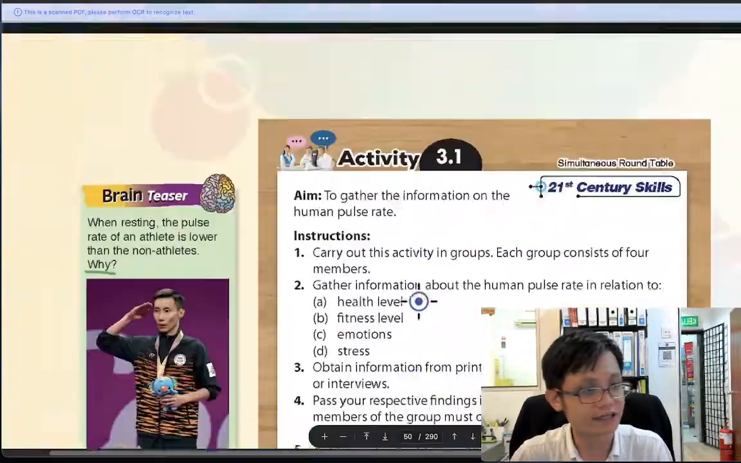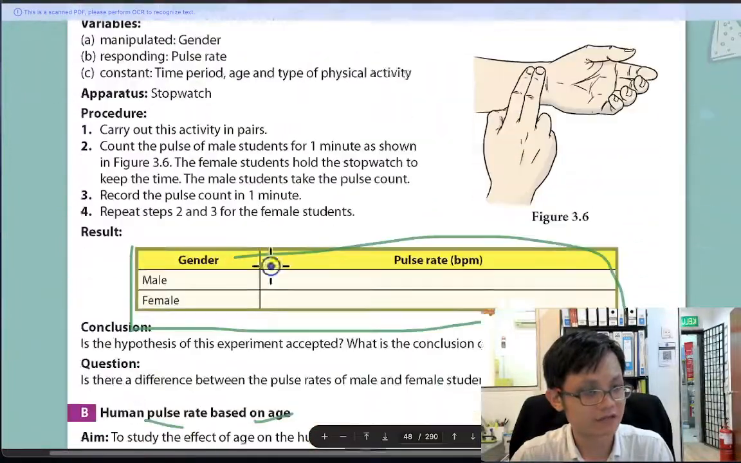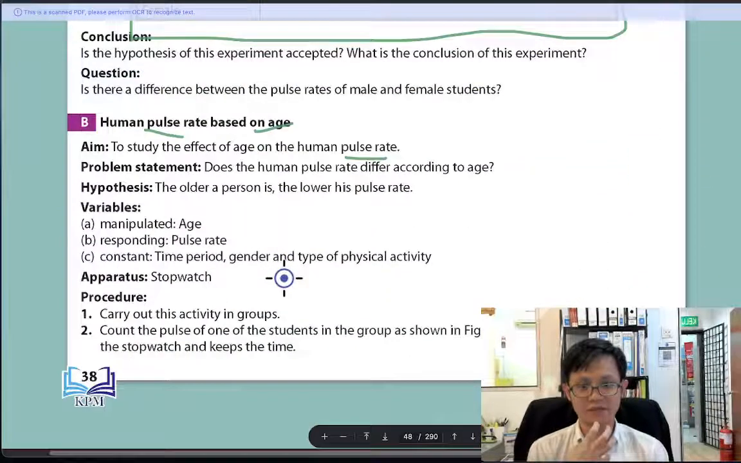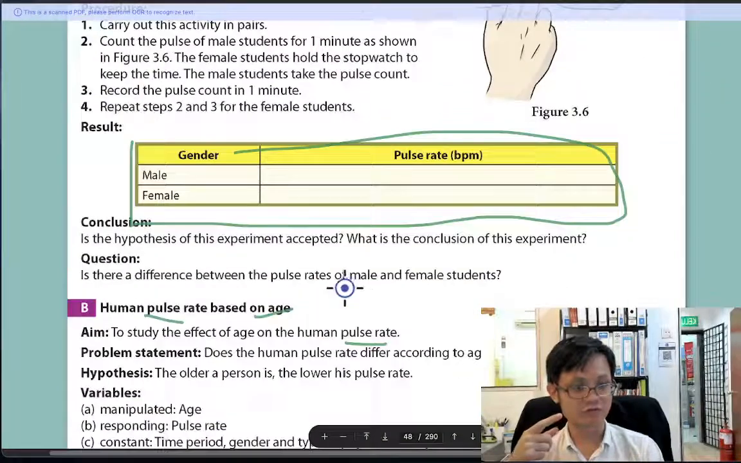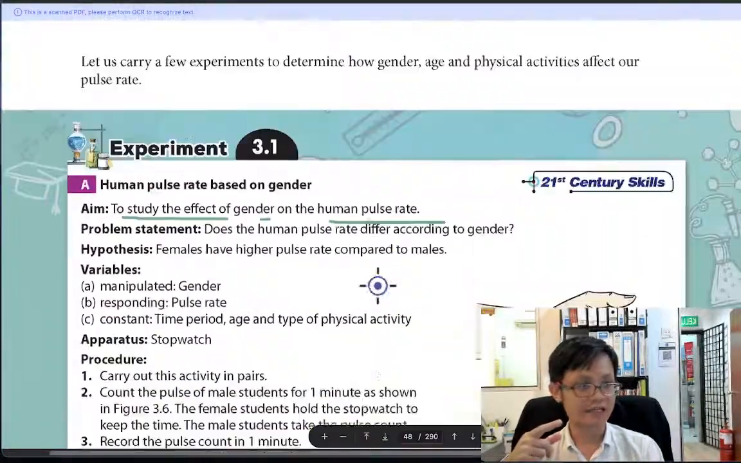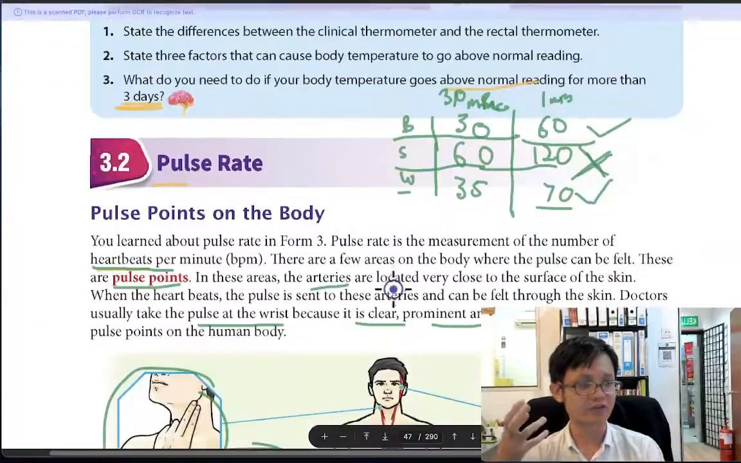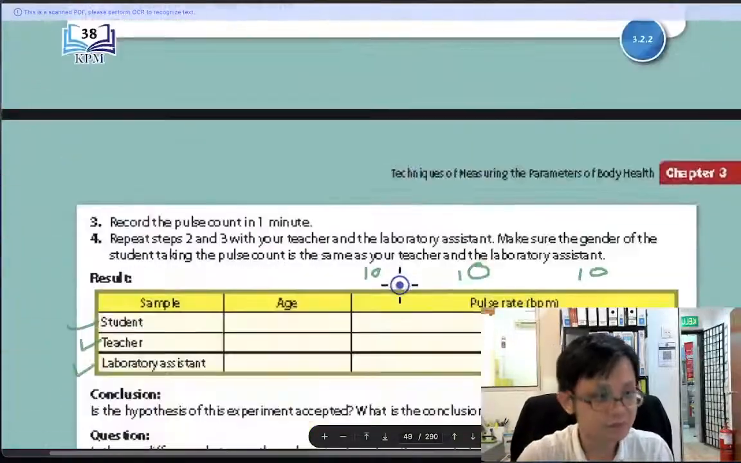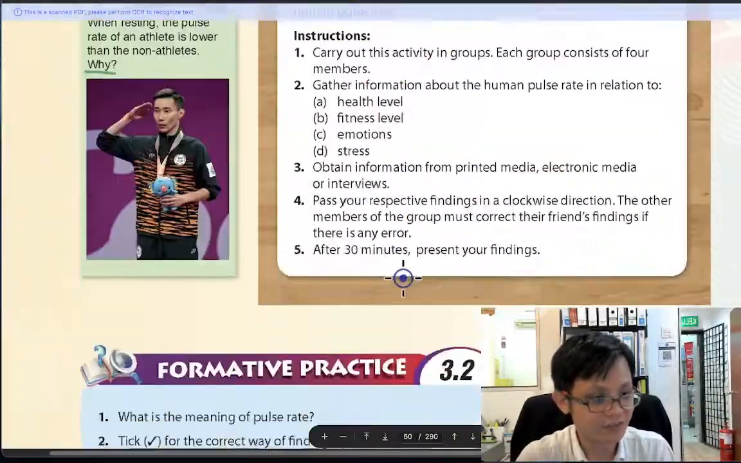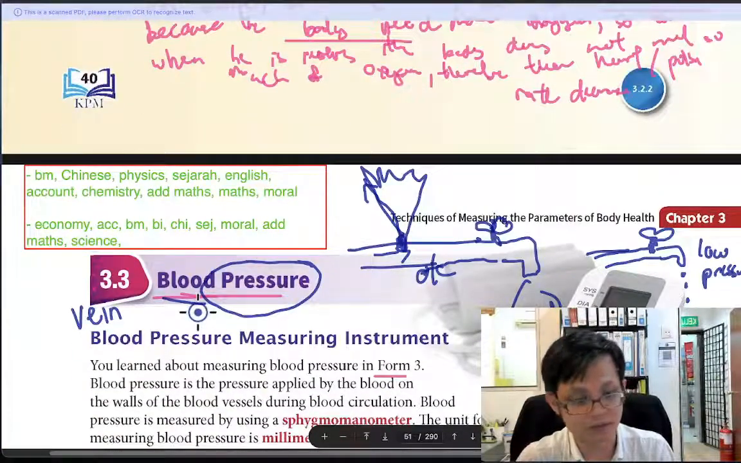Last week we already learned about pulse. Pulse is the heartbeat pump. We already learned that if the pulse is not normal, then it is unhealthy. You can check the previous video. A pulse of 60-70 is considered normal. This chapter we see whether we have a good blood pressure or not.